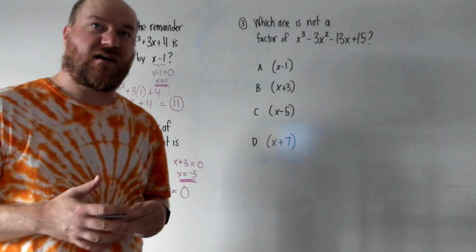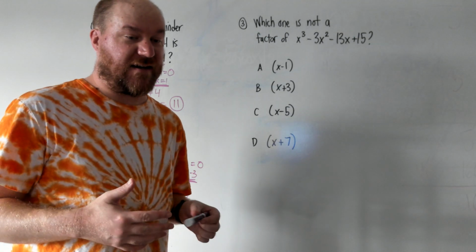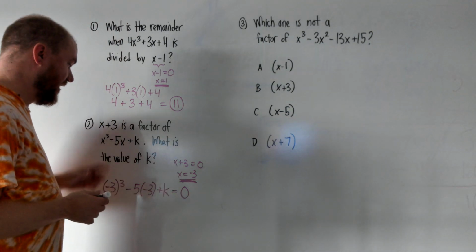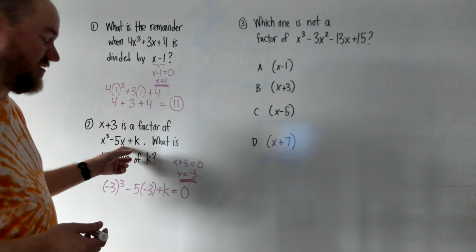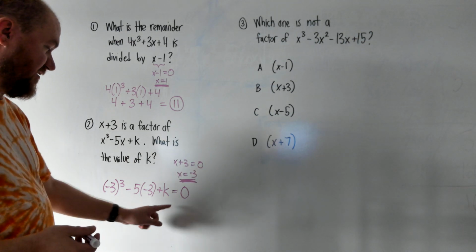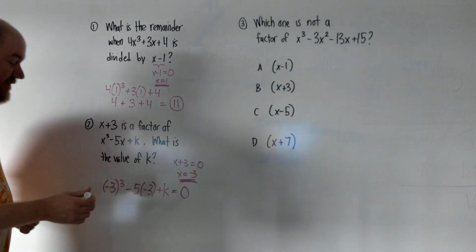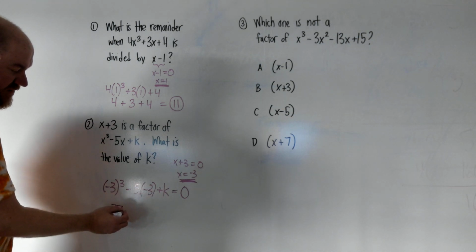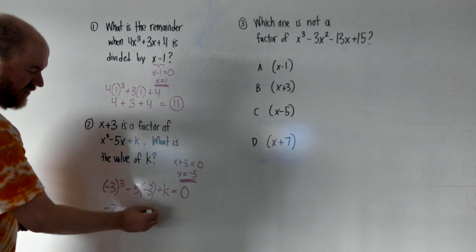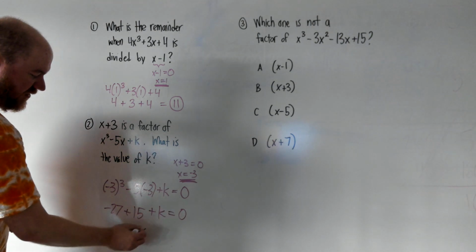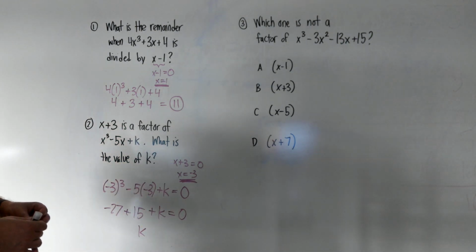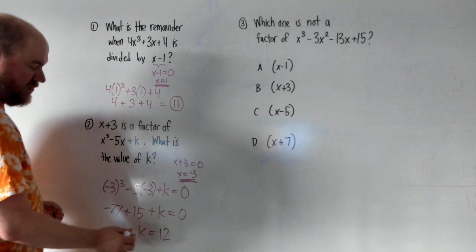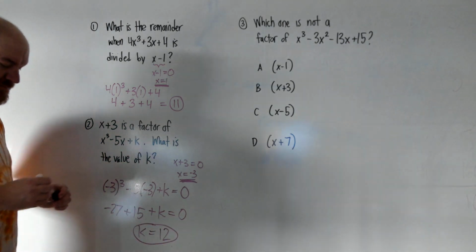That's a fact that you need to know for this lesson. When you're dividing, if the remainder is 0, that means the thing you divided by is a factor. So x plus 3 goes into this, and the remainder is 0. Now let's change all this and see if we can find the value of k. Negative 3 to the third is negative 27. Negative 5 times negative 3 is 15. Plus k equals 0. If I do negative 27 plus 15, that's negative 12, and if I move it over, k is equal to 12. So in this question, k is equal to 12.